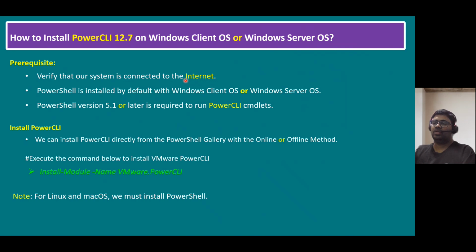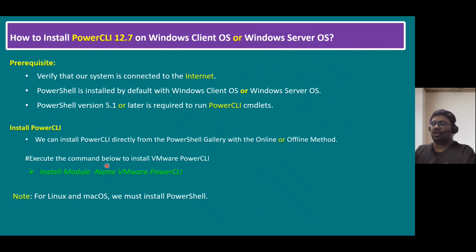Dark sites means there will be no internet connection. So during that scenario, what we can do is install PowerCLI on our Windows, Linux or Macintosh using the offline method. That is the point I highlighted here. We can install PowerCLI directly from Windows PowerShell from the PowerShell Gallery with the online method, or the other method is the offline method. First we can talk about the online method, then I will explain the offline method.